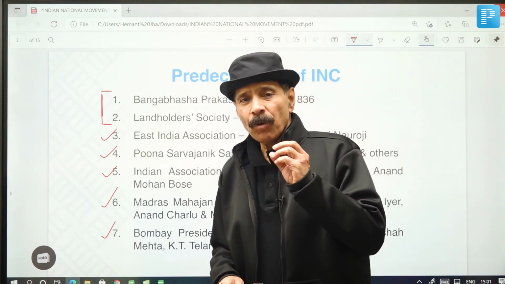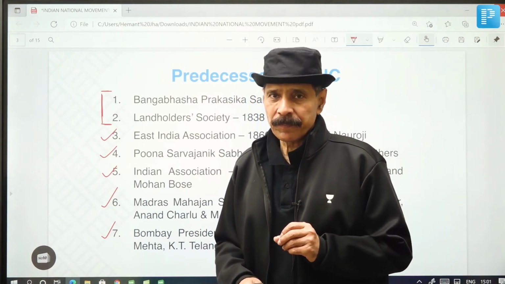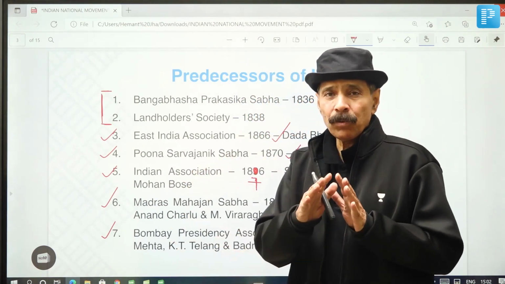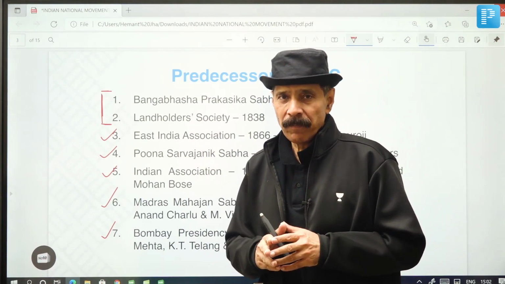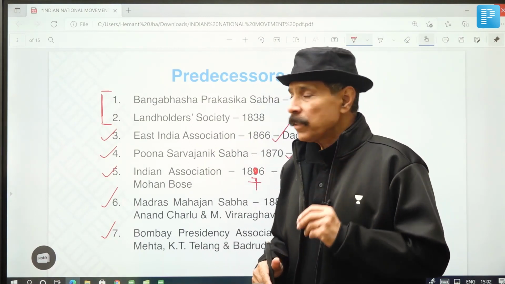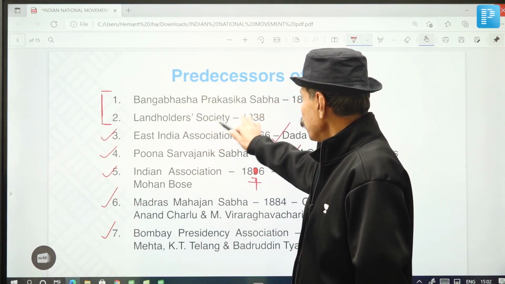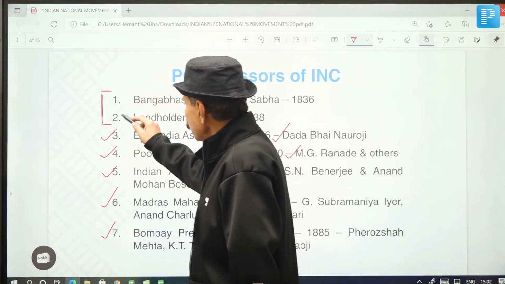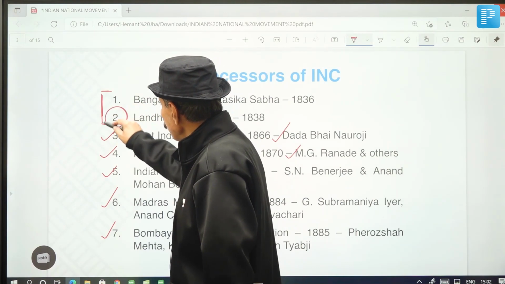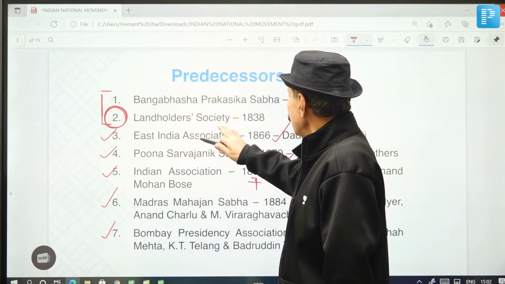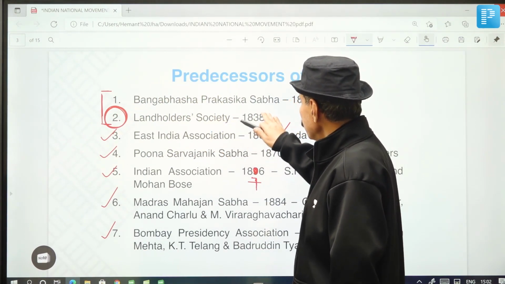So the important point for you is not the years. No need to memorize these years. We should know the earliest ones were Bangabhasa Prakasika Sabha and Landholders Society. And most consider that this was the first proper modern political organization. We should remember this name, and just remember the 1830s, the year 1838.